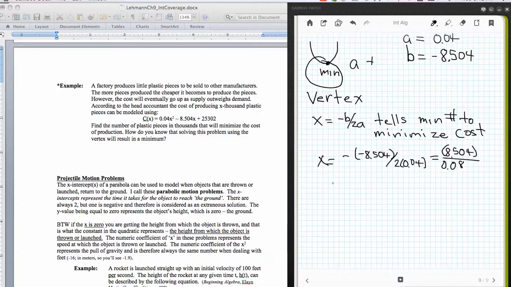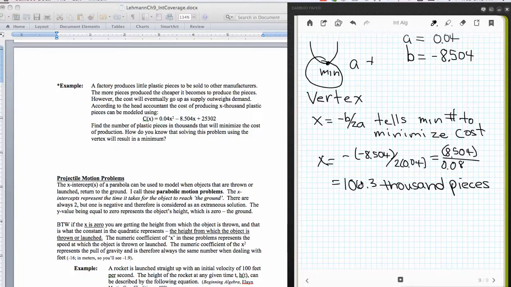Now I'm just going to grab my calculator and calculate 8.504 divided by 0.08. I'll write the answer down while this is paused. So dividing 8.504 by 0.08, I end up with 106.3. Remember, if I'm going to do it by hand, I'd have to move the decimals out here, so I'm really dividing 8 into 850.4, and remember these represent thousands of pieces.